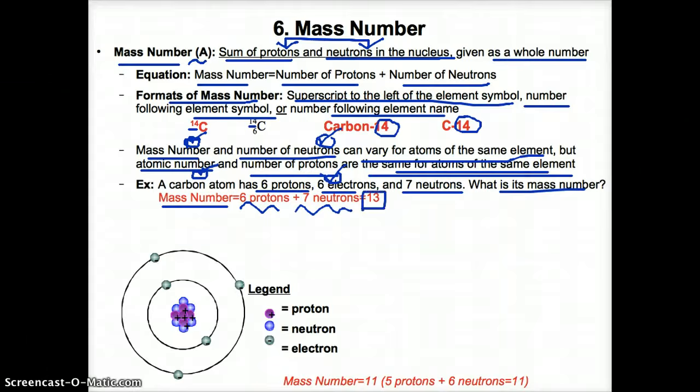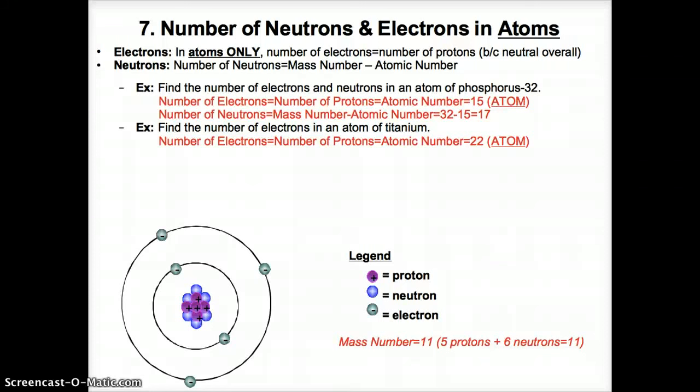If we look down here at this atom of boron, we'll see that we have 5 protons shown by the 5 purple positive spheres, and the number of neutrons shown by the neutral blue spheres is 6. So if you do 5 protons plus 6 neutrons, you see that the mass number of this boron atom is 11. Okay? Next, let's discuss finding the number of neutrons and electrons in an atom only.